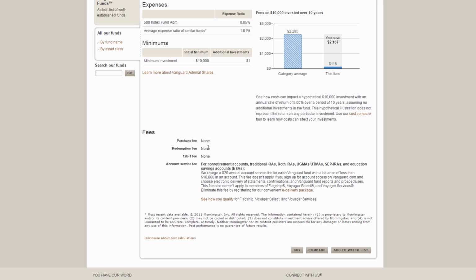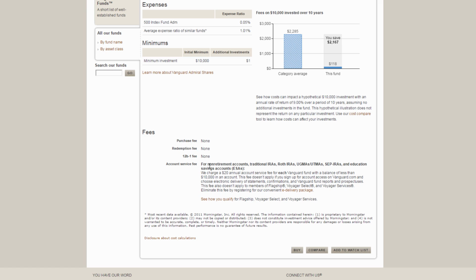There's no redemption fee, so I could sell it after even only a couple weeks or whatever. I don't have to worry about holding it for a certain period. So there's no purchase fee or exit fee or redemption fee. There's no 12B1 fee or any other types of additional fees in there.